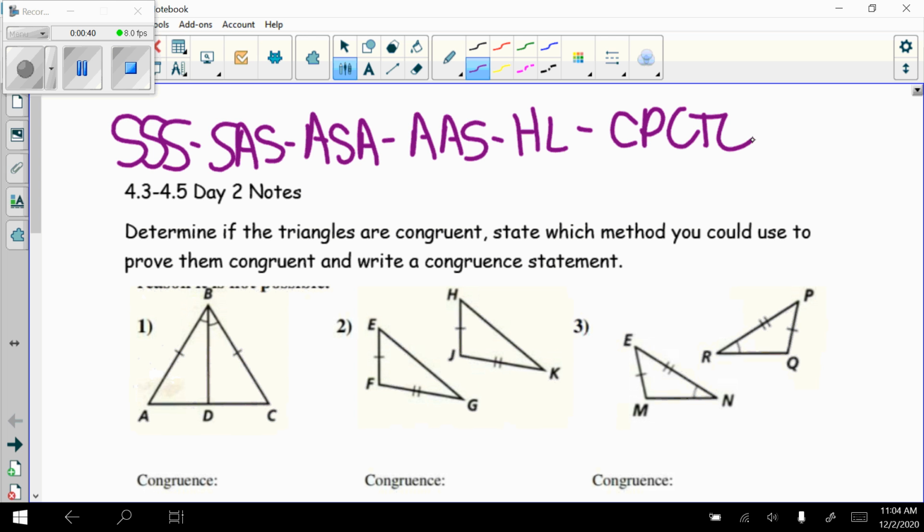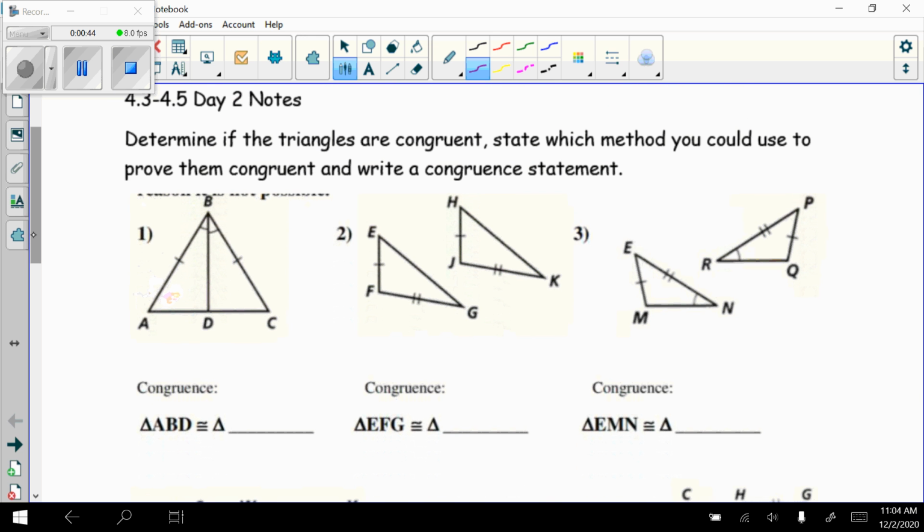Okay. So number one, right? What do I have? I have a side, an angle. They both share the side, so that's really like a tick mark. So I have an SAS. So congruence is SAS. Triangle ABD, so I have to go in that order. So A up to B, that angle down to D is going to be triangle CBD.